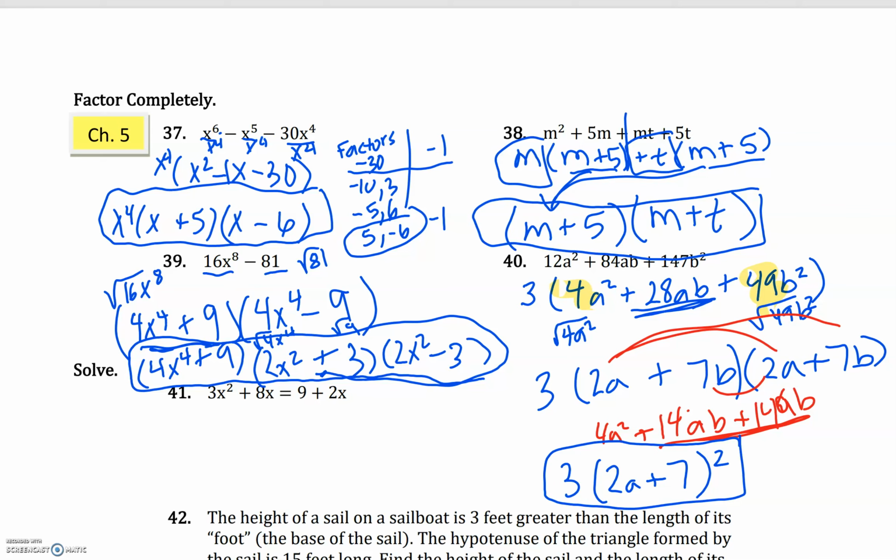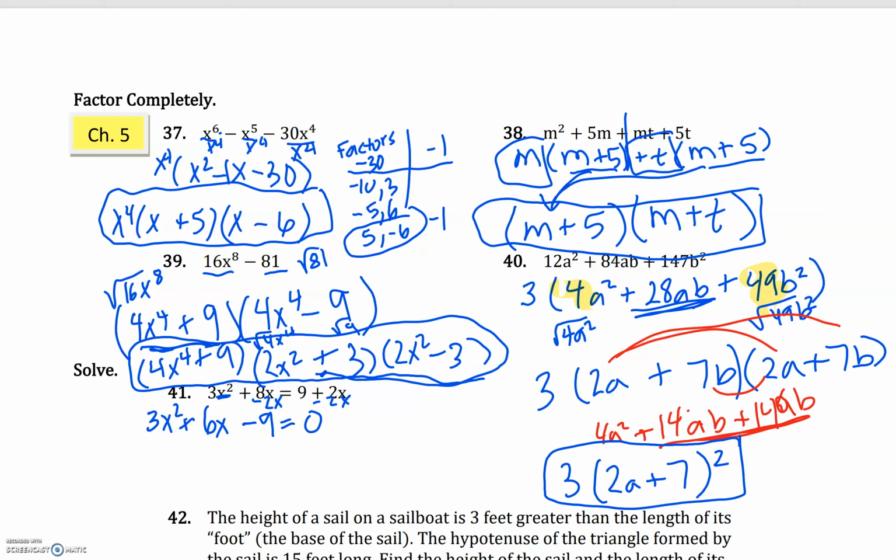Now 41 through 45, we're going to use factoring to solve equations and word problems. So starting with number 41 here, we have a quadratic equation, because it's got an x squared in it. So I'm going to move everything to the left side so I can get a 0. So it'll be 3x squared, and then subtract 2x from 8x, and I have 6x, and I'm going to subtract 9 from the other side, so I have a 0.